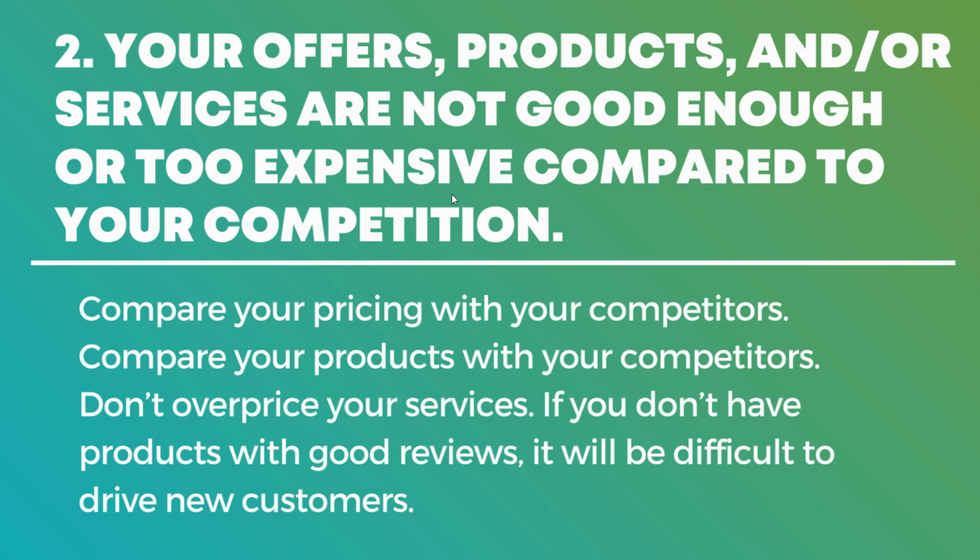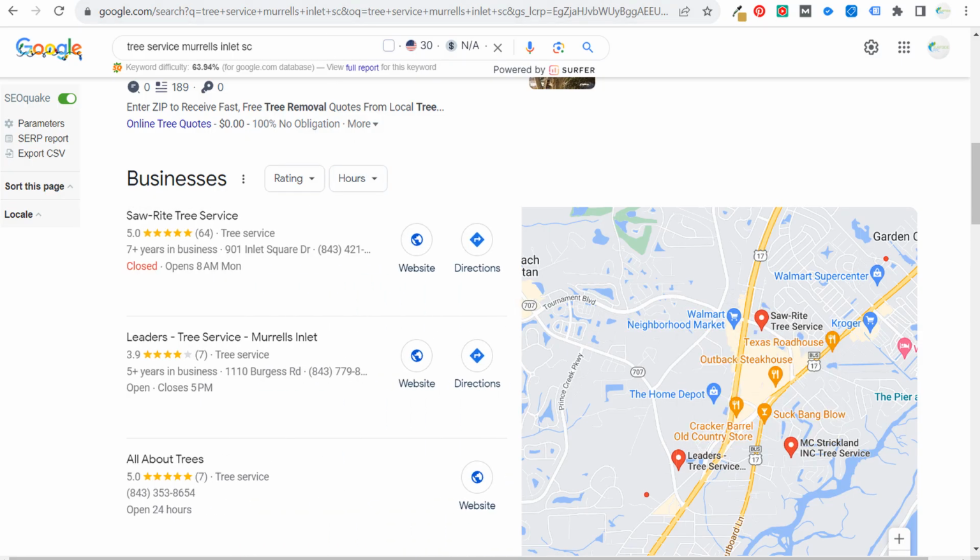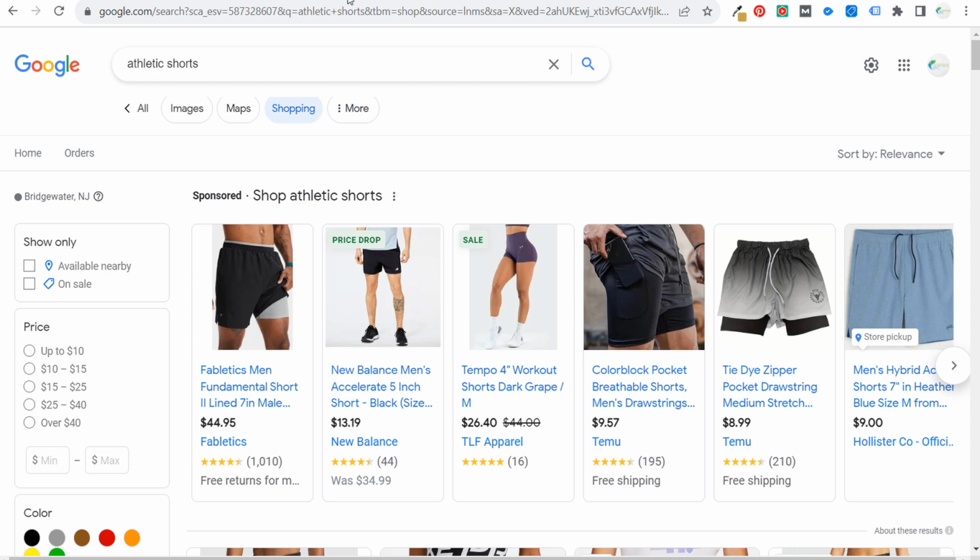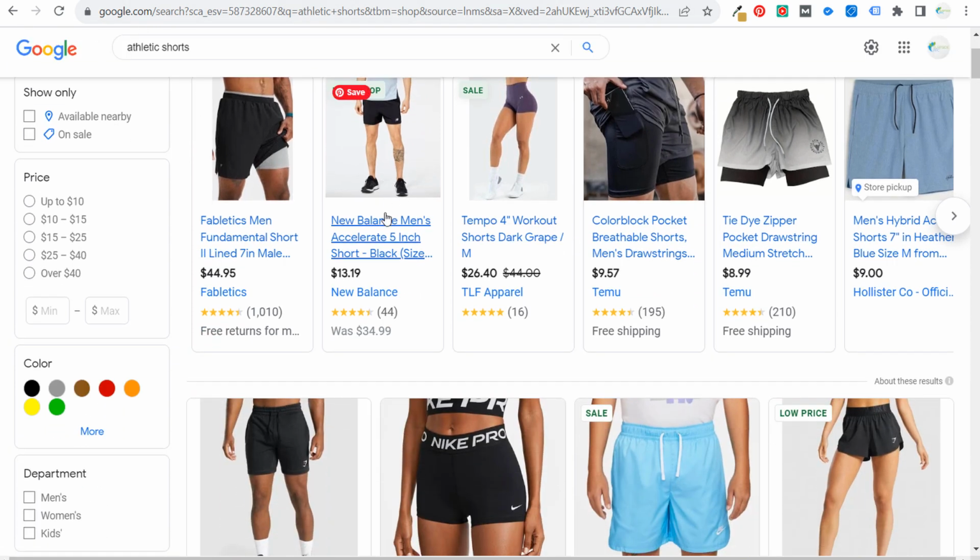So that's one of the most important things, is you need to make sure that you're providing a really good service, really good products, and that you're not overpriced. And this is across the board, whether you're offering a local service like this, or if I go into Google Shopping and I search for athletic shorts. Okay, so there's a ton of different options here. And now obviously the one that stood out to me right here is New Balance, $13.19, was $35. This is a really low price, and these are good reviews, so this would be something that you would purchase.